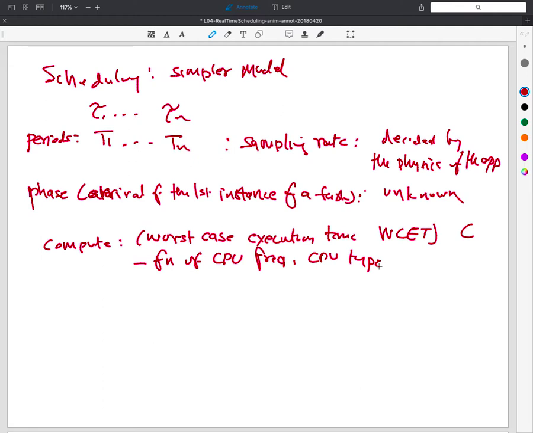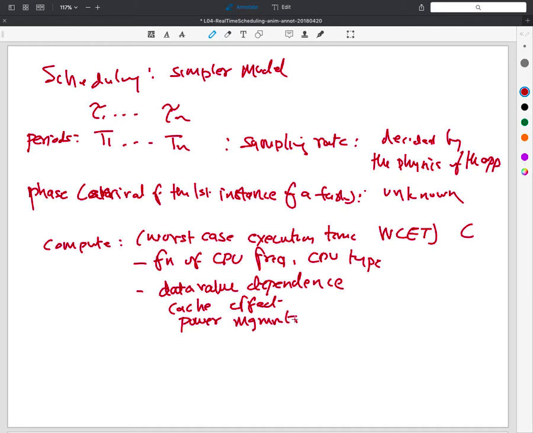Same algorithm on different processors may take different time, and the same processor with different frequency may take different time. But we had also talked about how the reality is more complicated because data value dependence was one factor, cache effects, and power management. All of these things, in various ways, make this value C, or C sub i rather, variable.